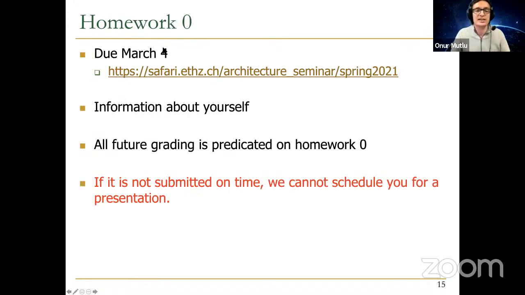So homework 0 is important. It's due March 4th. This is basically information about yourself. Essentially, all future grading is predicated on homework 0. This is very simple. It's not really a homework. It's information about yourself. We need to know more about you. And if you don't submit it on time, we cannot schedule you for a presentation.